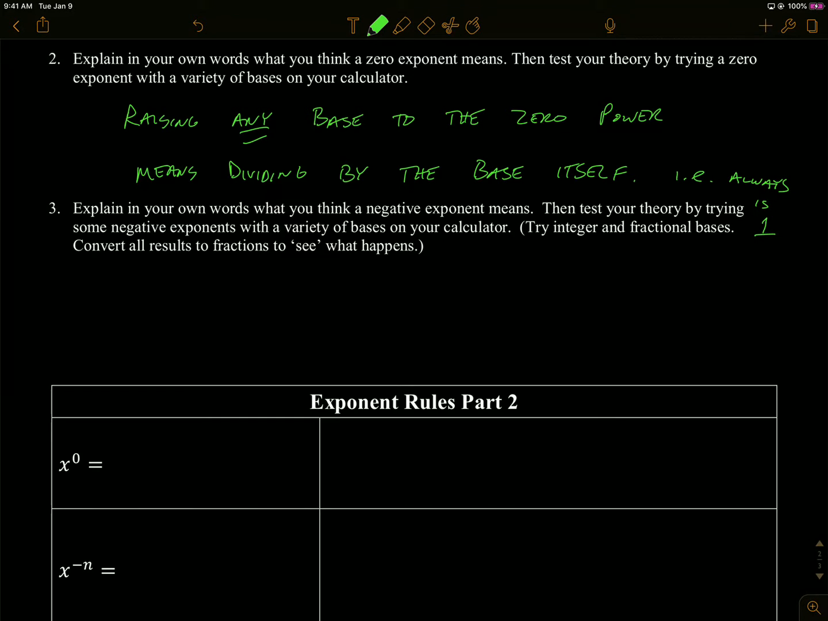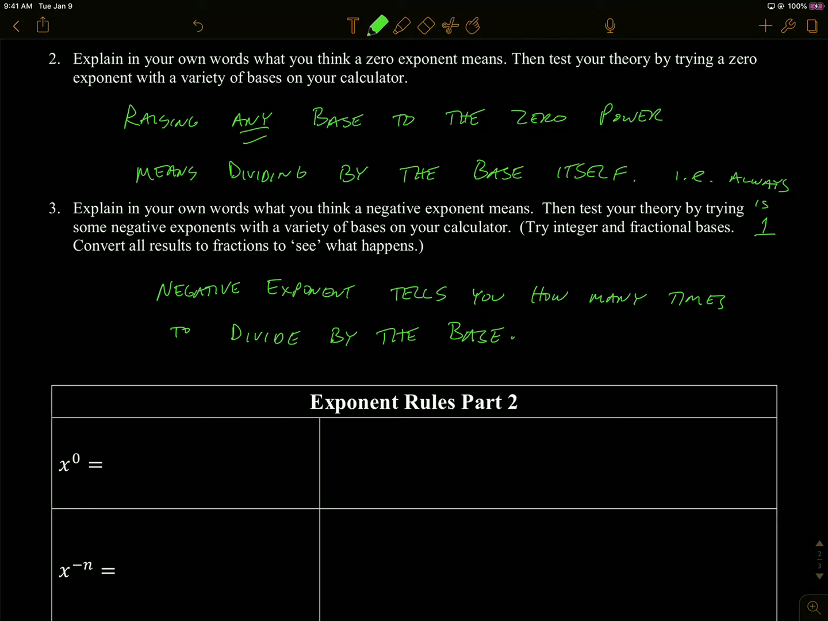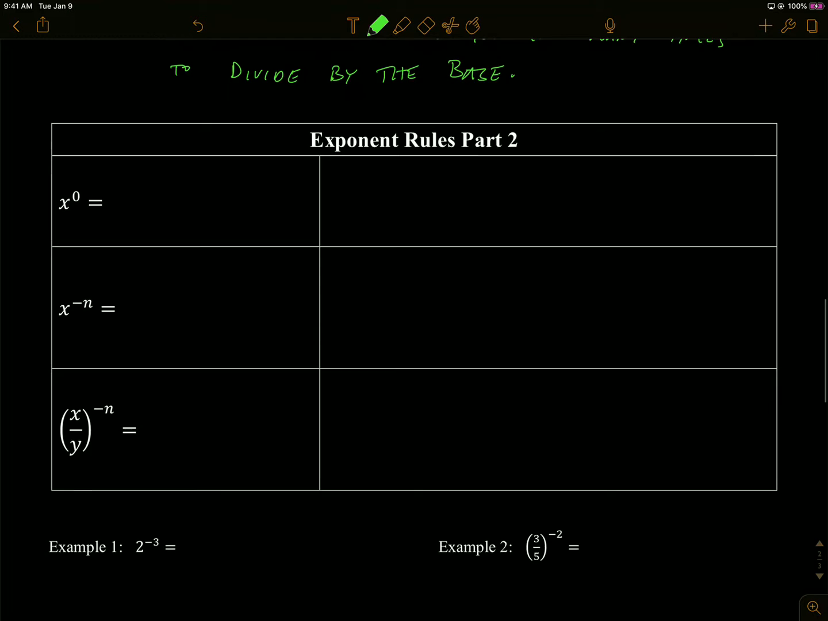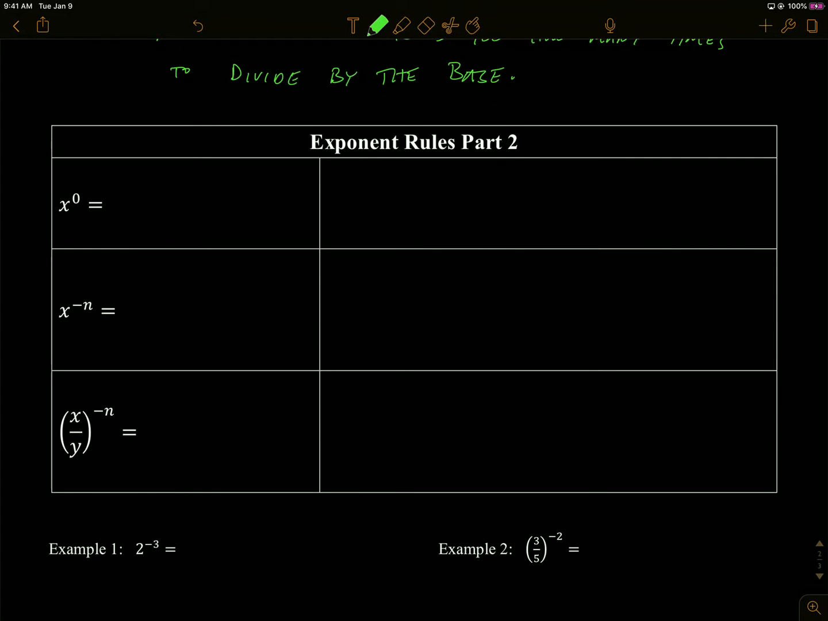All right. Now, what does a negative exponent mean? A negative exponent tells you how many times to divide by the base. So, exponent rules part 2. We're going to write some more rules, make some generalizations.